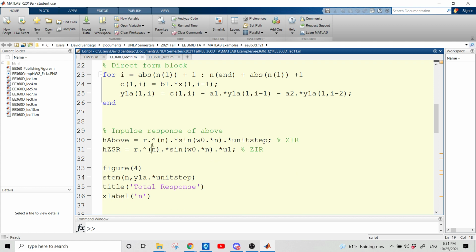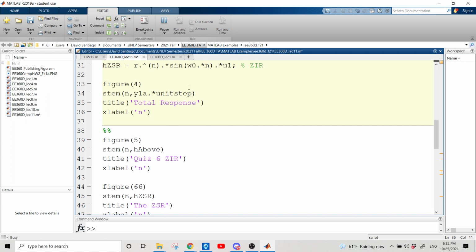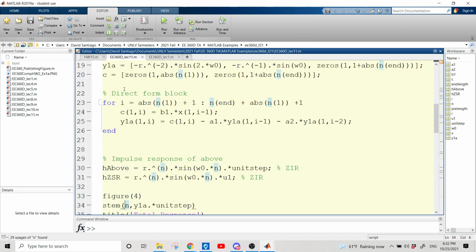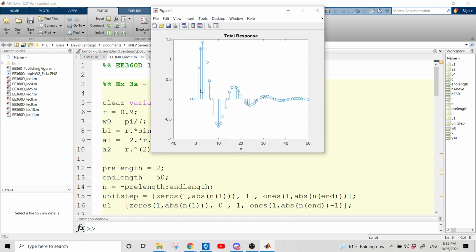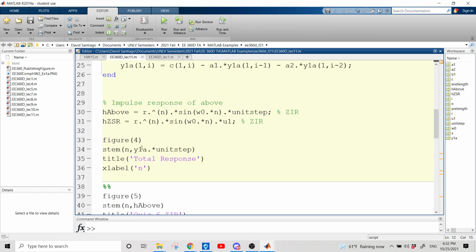Plug in your hand calculations. What are you going to get? Here's our total response. Let me do this. Editor, run section. So right now we're running the difference equations. That's your difference equations. Oh, I have to change one thing. By the way, what happens when you make r something greater than 1? It gets unstable. Unstable, sorry. 0.9. Run section. You get that, right? That's your difference equations. Yeah, that's your total response.